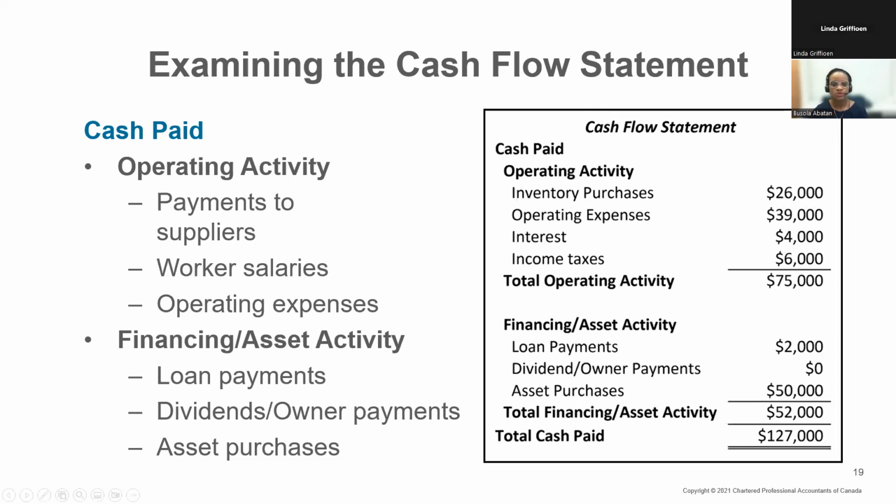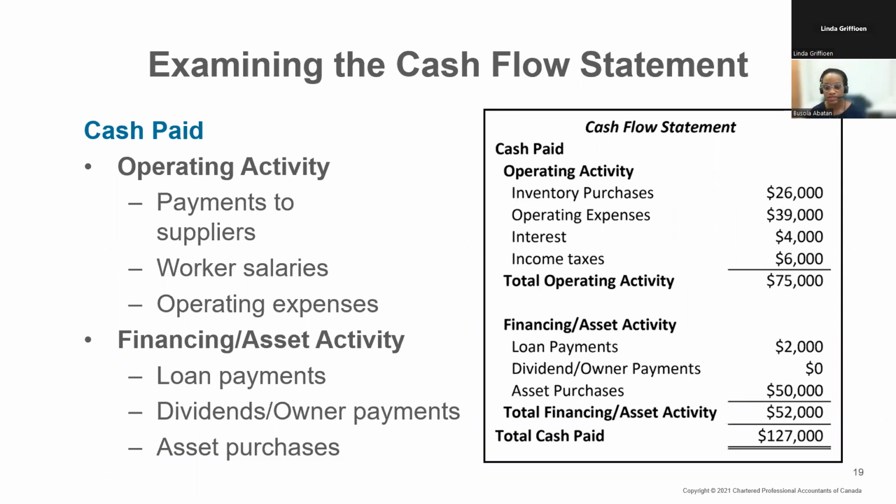So going on to talk about what's on this slide. When a business is operating, it needs to pay its suppliers. That's the question that Linda had just asked. It needs to pay its workers and other operating expenses. In our example, this business pays out $75,000 for these expenses. Also, we can see that the business has some financing and asset activity cash flow. In this case, $50,000 of asset purchase as well as $2,000 of loan payments. That's what's in the financing activity part of it.